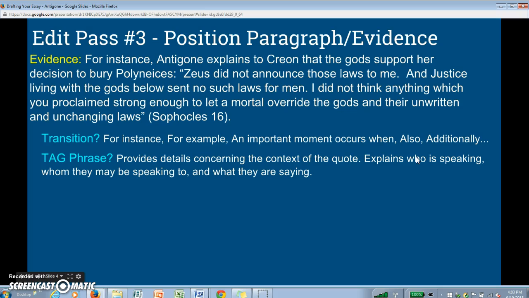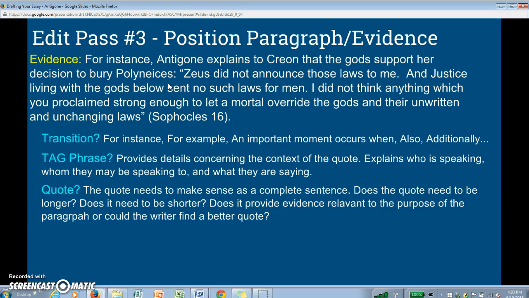Now next, for the tag phrase, you need to make sure that you precede your quote with words that provide details concerning the context of the quote, explains who is speaking, whom they may be speaking to, and what they are saying. So I write, Antigone explains to Creon that the gods support her decision to bury Polynices. Now, when my readers go and read my quote, they know what to expect from it.